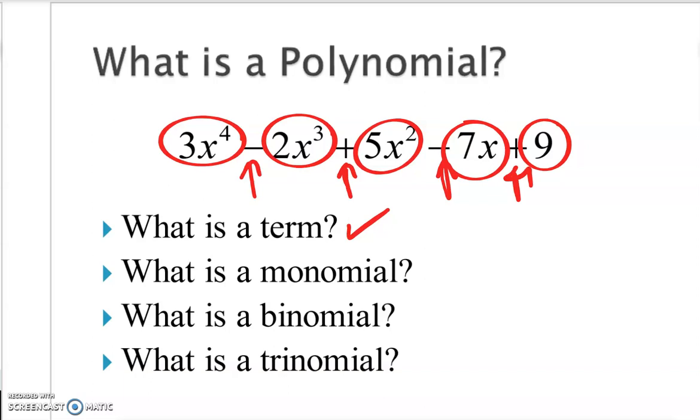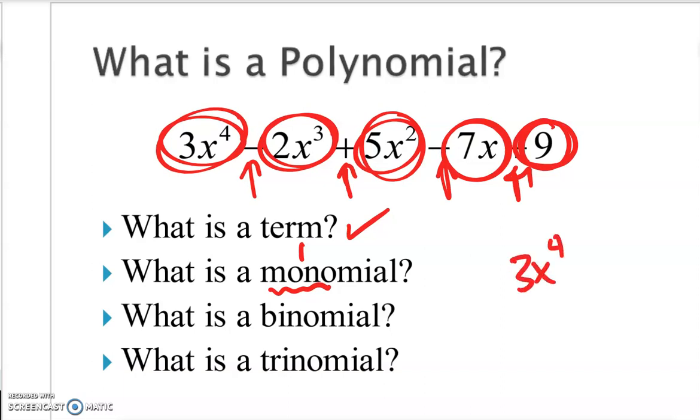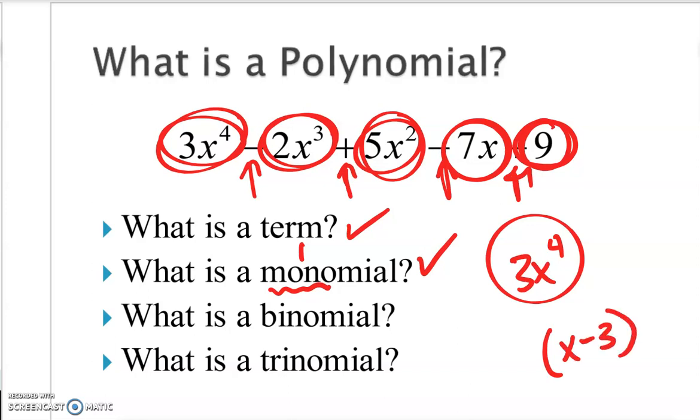What is a monomial? Each of these are monomials. Mono means one, right? So each of these are one term. 3x to the 4th power is one term. That is called a monomial. A binomial means a two-termed expression. So for example, x minus 3 is a binomial. One term, two terms. Remember, it's separated by a subtraction sign, so that makes it two terms. That's a binomial. The key word is bi. Bi means two.